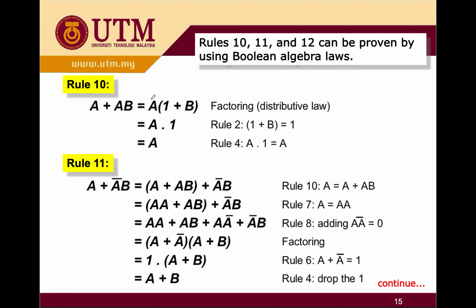So you will get A, and then you have this one factoring factor, which is A plus B. A plus B, you go back to rule number 2, A plus B equals 1. So that's why you get A dot 1. And over here it's rule number 4, which is A dot 1, you get A. That's why you can simplify here. You get A plus A bar.